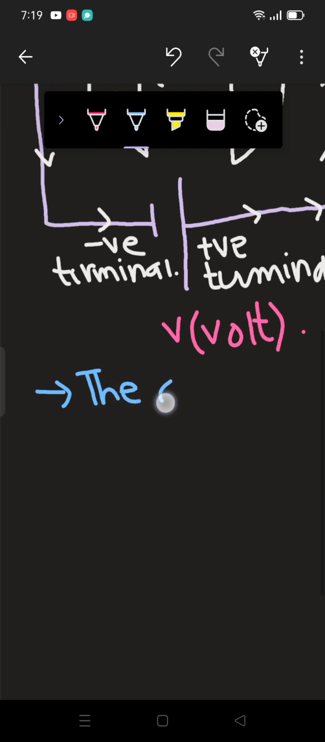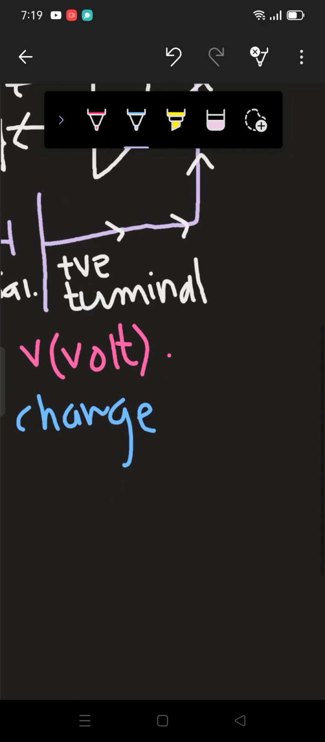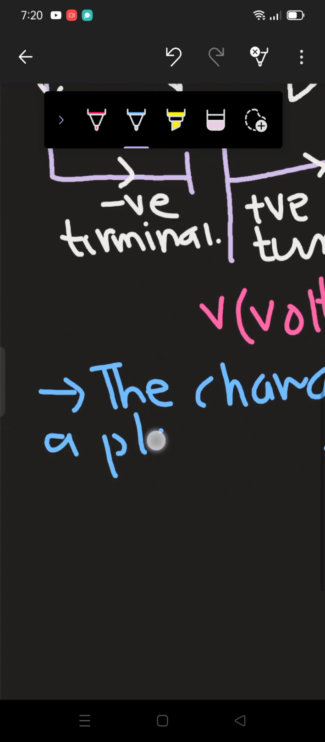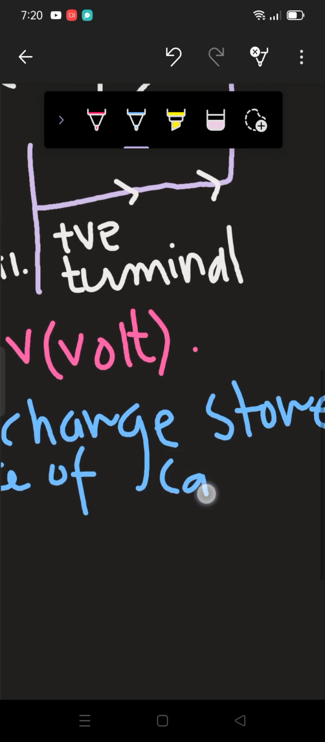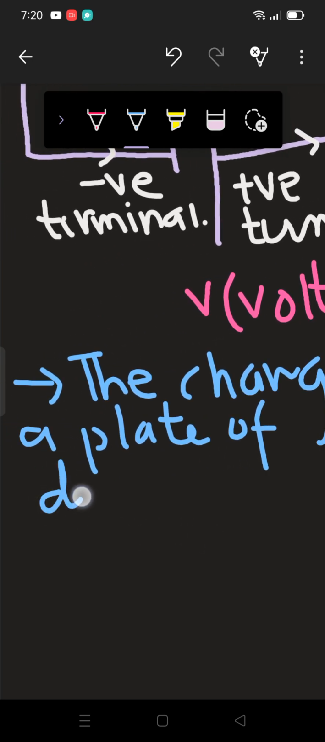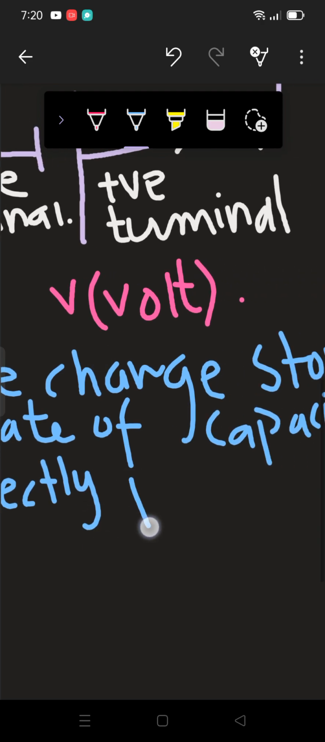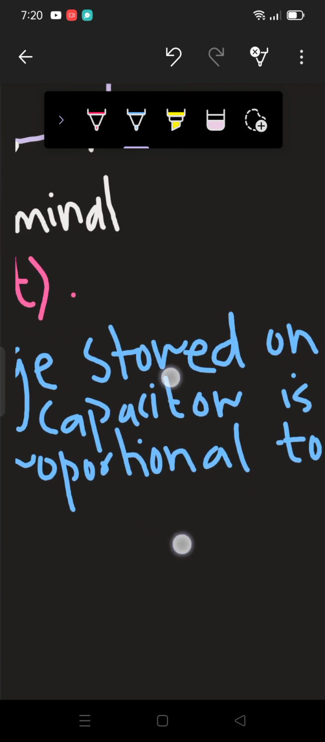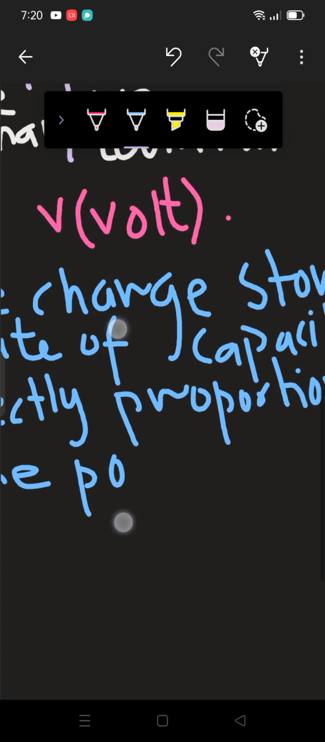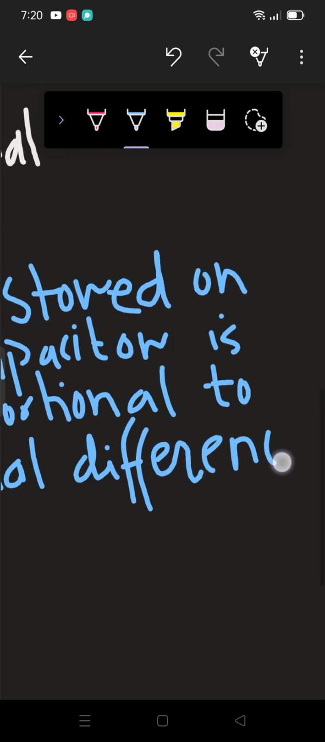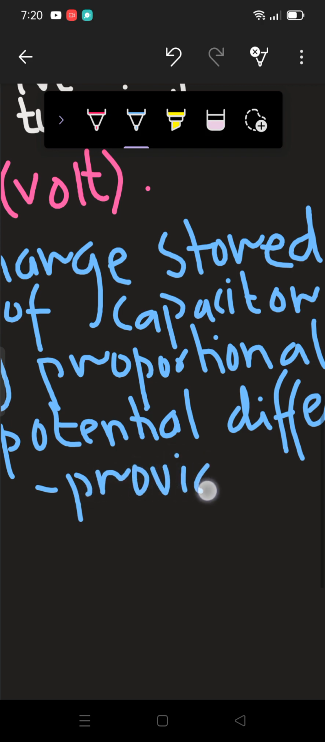So let's write this here. What I said: the charge stored on a plate of a capacitor is directly proportional to the potential difference provided to it.